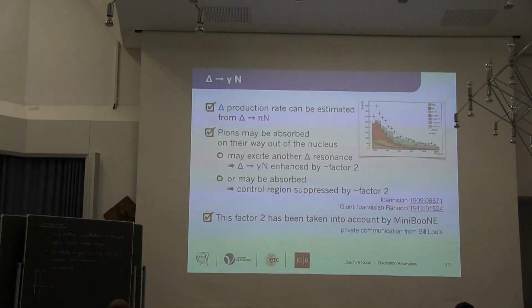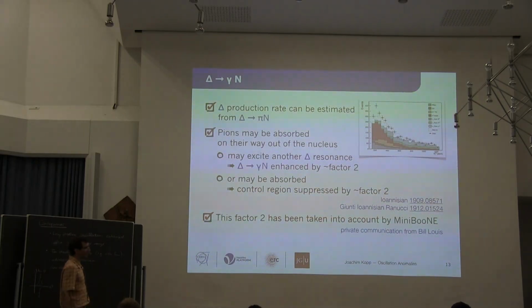Since it's hard to predict because this excitation of a nucleon to a delta resonance, well, it's a hadronic process, there are large uncertainties associated with it, so it's probably better to measure it. And in fact, it can be measured because the dominant decay of the delta is to a pion. So by looking for those pions, we can in principle get a handle on the delta production rate in MiniBooNE.